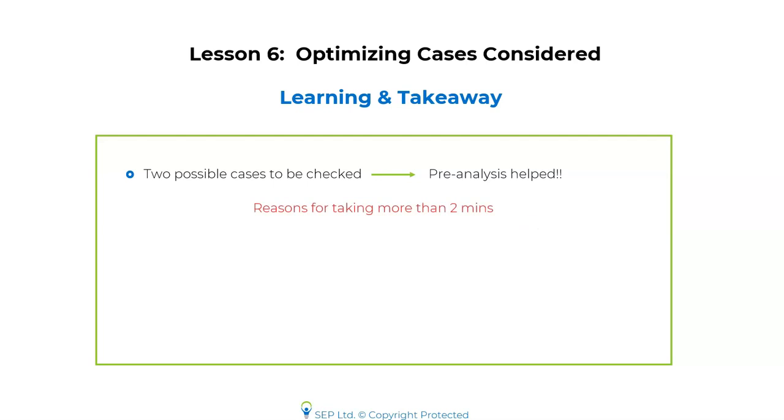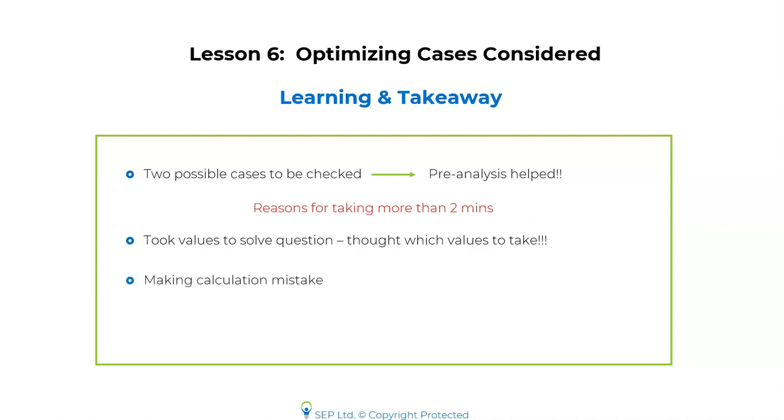Okay, some of you who took more than 2 minutes to solve the question, I believe one of the reasons is that you decided to take values to solve the question. If you take values to solve the question, then you'll take a lot of time, because you have to figure out what are the right values to take. You may also end up making a calculation mistake. So the reason could be taking the values.